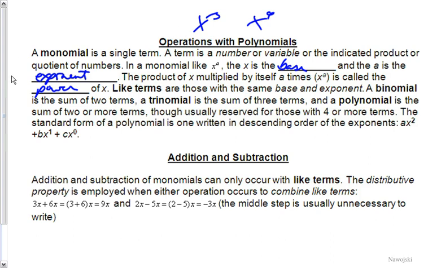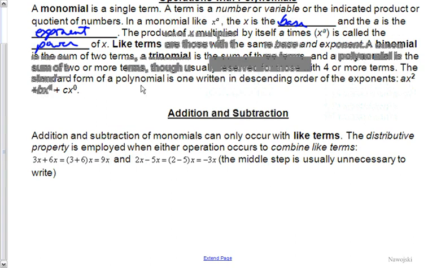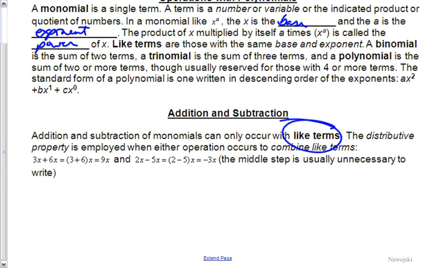So, we're going to take a look at polynomials and add and subtract, okay? Addition and subtraction of monomials can only occur with like terms. Like terms, big deal there, okay? When you add, what you do is add the coefficients or subtract the coefficients, right? And combine like terms. Look at this one, 3x plus 6x. If you wanted to, technically you could factor out the x and you get 3 plus 6 times x, which is 9x, all right? Same with this one here. 2x minus 5x is 2 minus 5, which is negative 3x. We usually don't write it this way. You should be able to do this in your head and go from there.